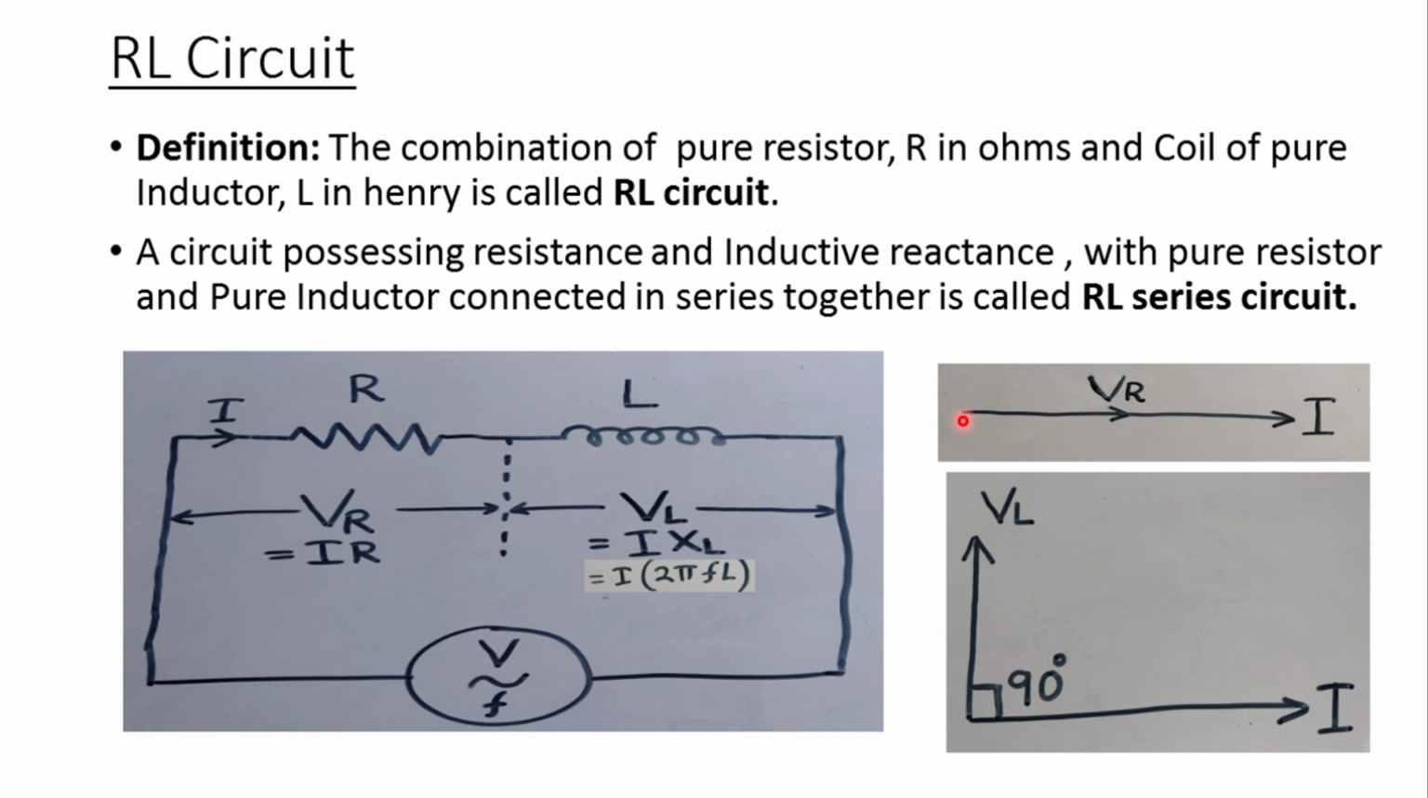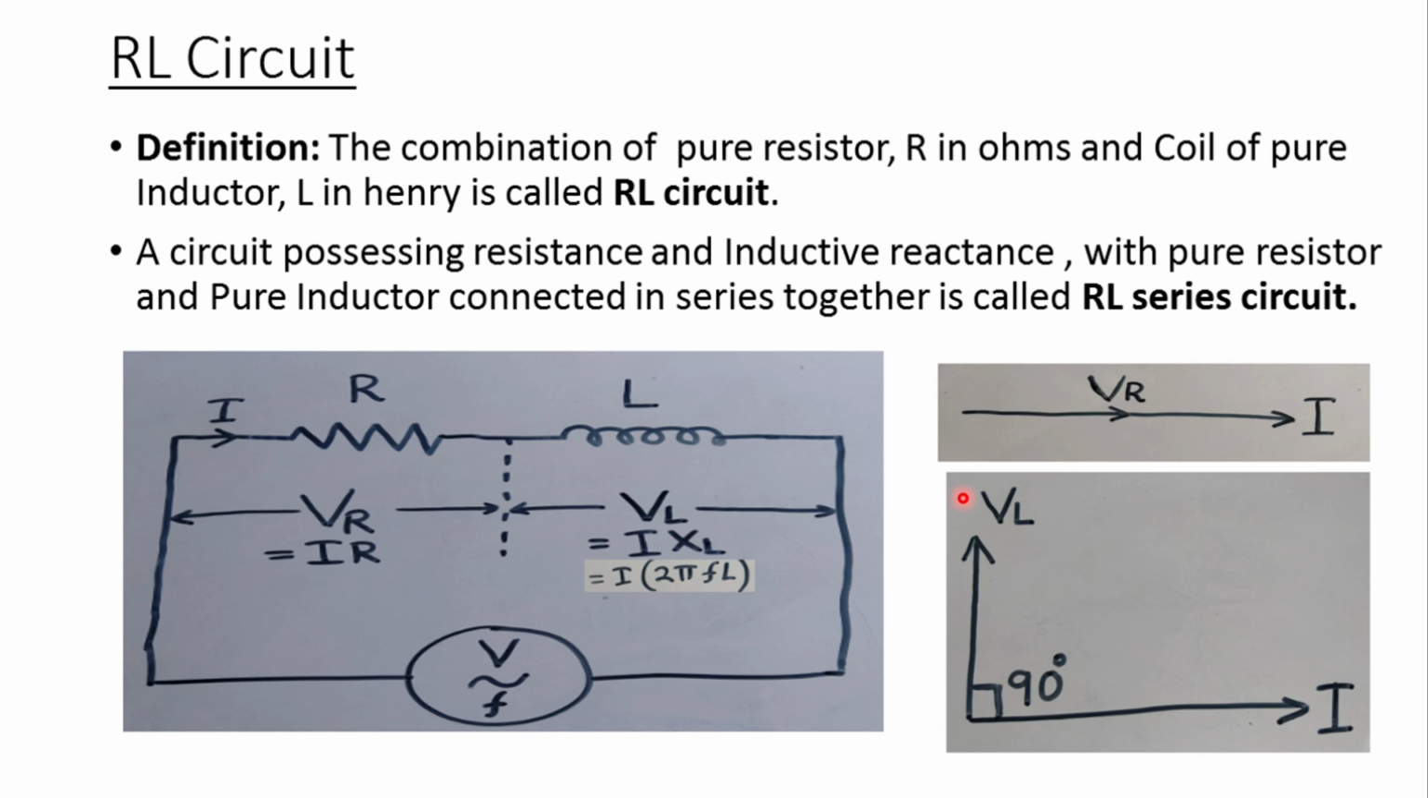Vectorially, in a pure resistor, VR is in phase with current I. If we consider current as a reference vector, then VR neither leads nor lags the current by any amount. So we can see vectorially the current direction and voltage direction are the same in and across the resistor.